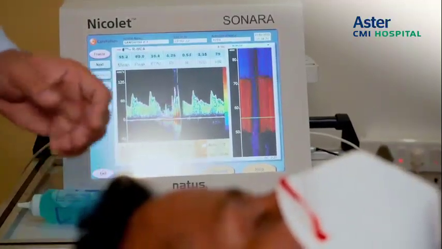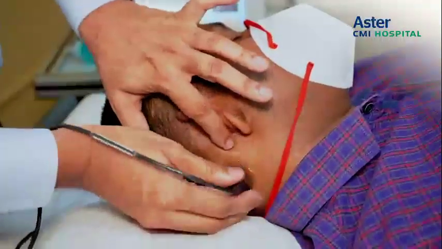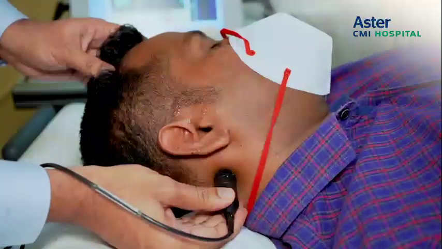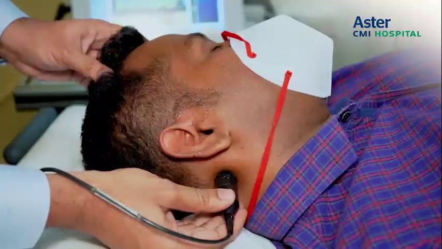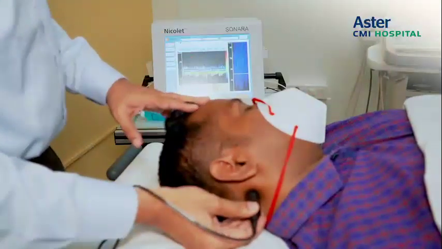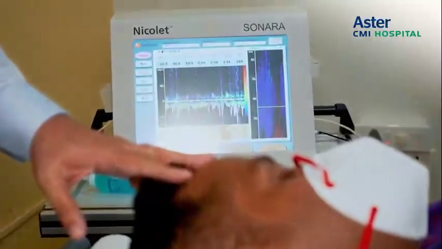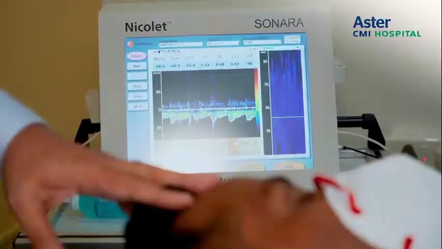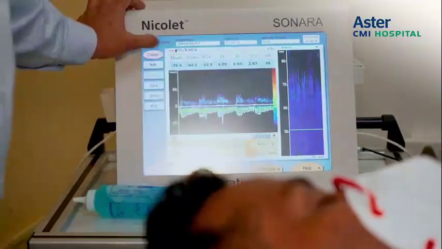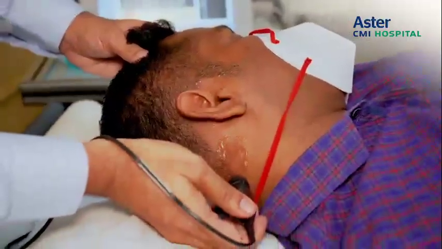In the same way, for insonating the vertebral artery, we place the transducer just beneath the mastoid, and then we need to angulate. Now you see the entire screen as blue, because when I'm insonating the vertebral artery, the flow is away from the transducer. We record again the mean flow velocity, the pulsatility index, and the end diastolic velocity. Similarly for the basilar artery, we go through the suboccipital route.